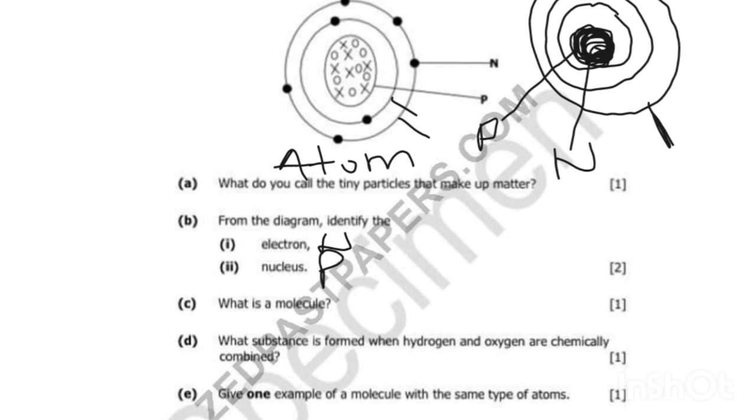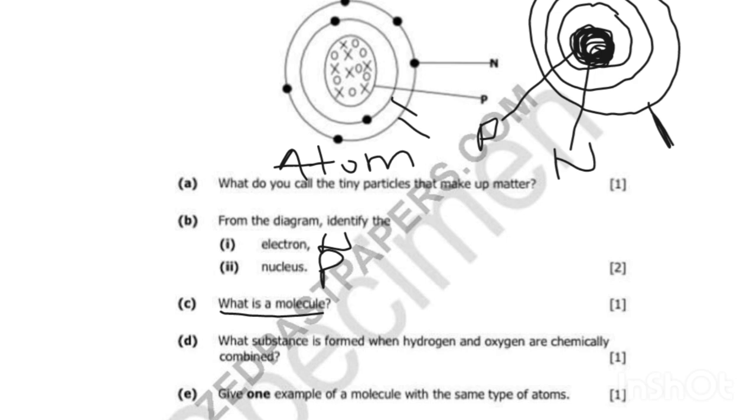What is a molecule? How can we define what a molecule is? A molecule is the combination of atoms. That's the definition. The combination of atoms is called a molecule.